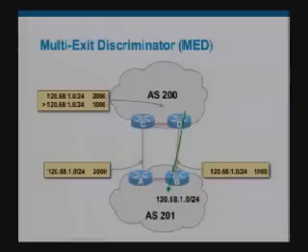So MED is very, very useful if you want to tell your neighbor which path inbound traffic should take. So it's the opposite of local preference. Local preference steers outbound traffic, MED steers inbound traffic when you've got multiple links to the neighboring autonomous system. If you've got multiple links to different autonomous systems, you can't use MED. Sorry, inbound traffic, outbound announcements.